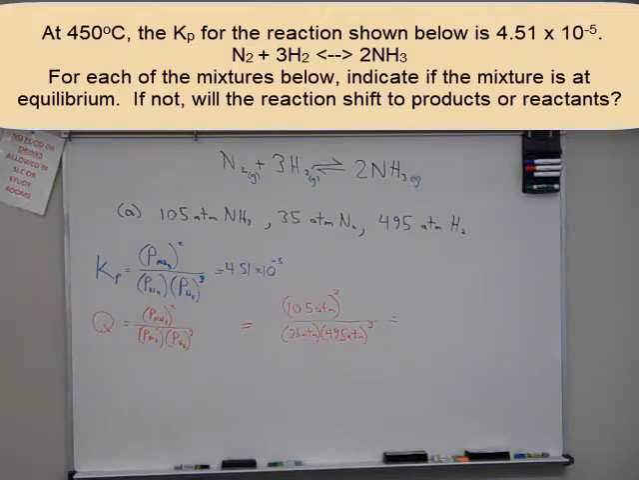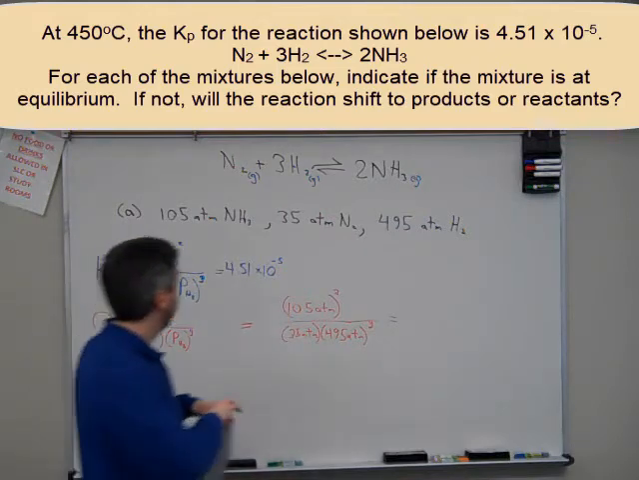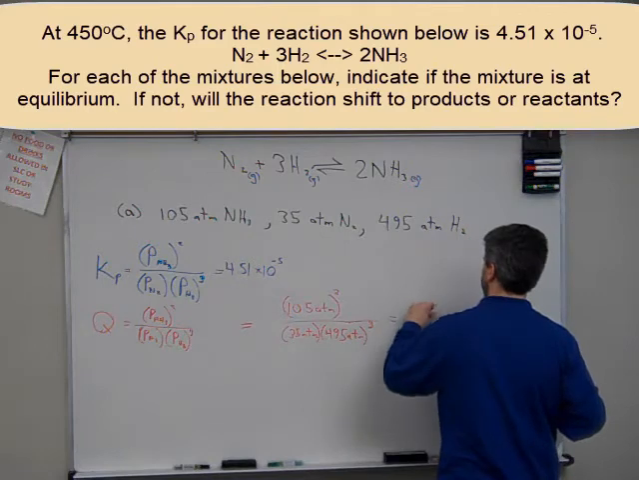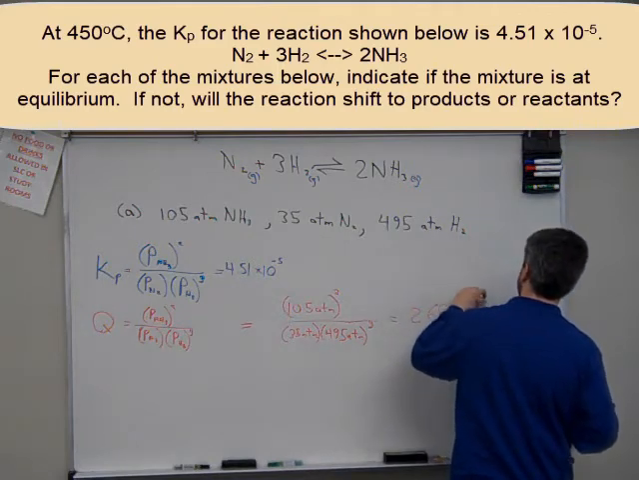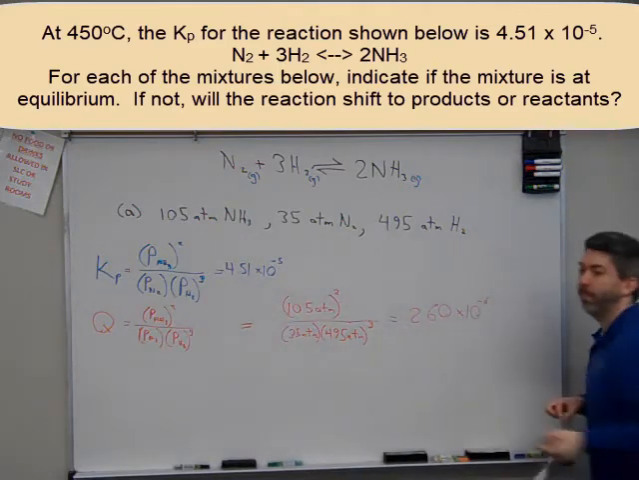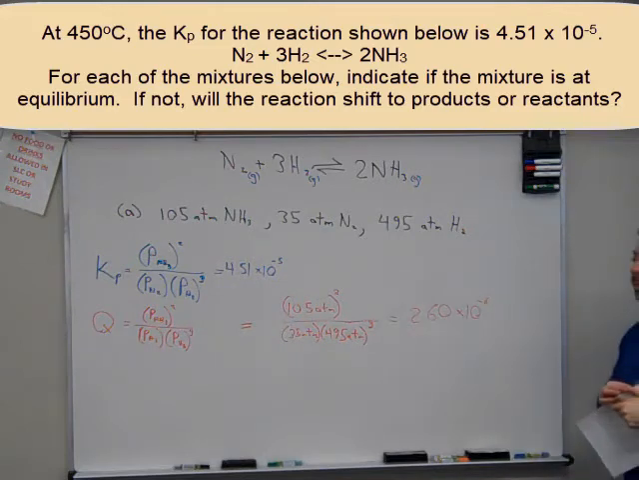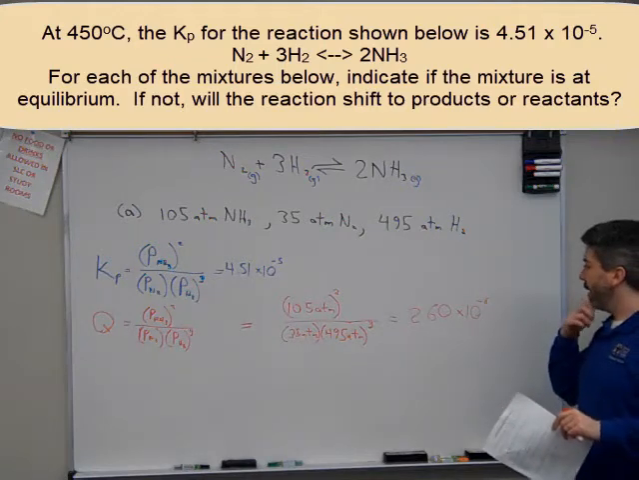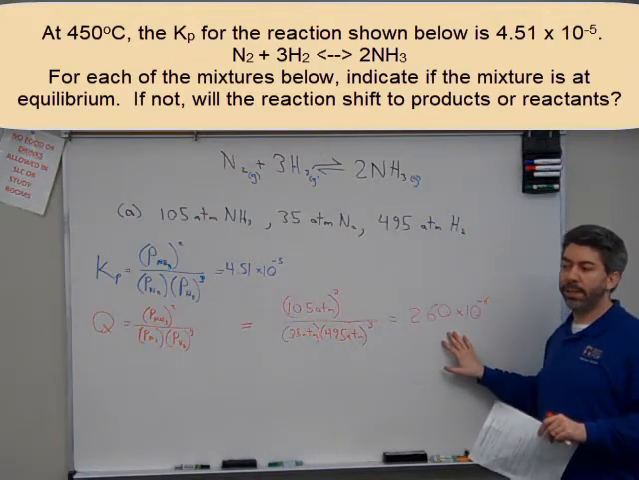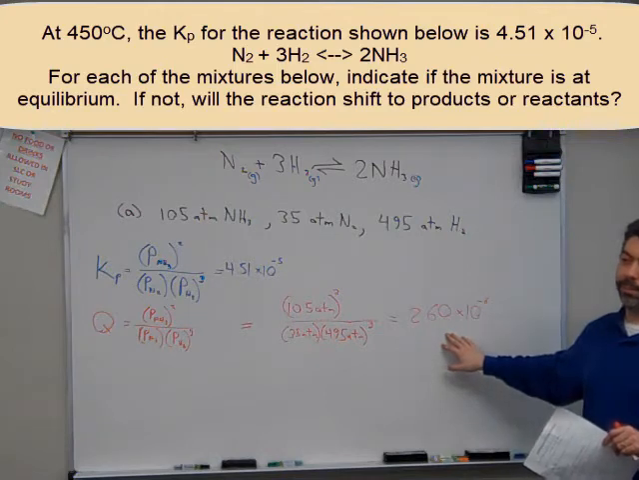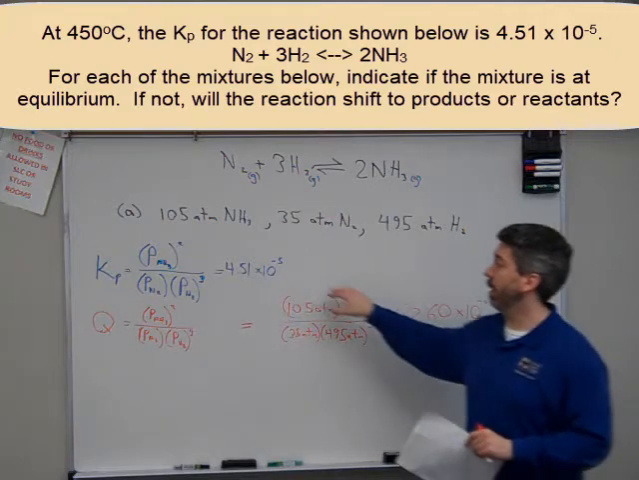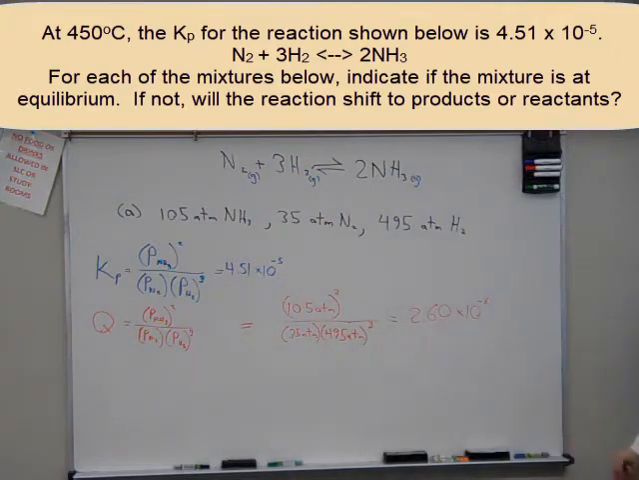I'm going to shift to scientific notation because I don't feel like doing that work. Alright, 2.60 times 10 to the negative 6. Cool? Now the question, you want to figure out which way this ends up shifting. Is Q greater than K or less than K? It's less than K. Now Q is always going to move towards whatever K is.